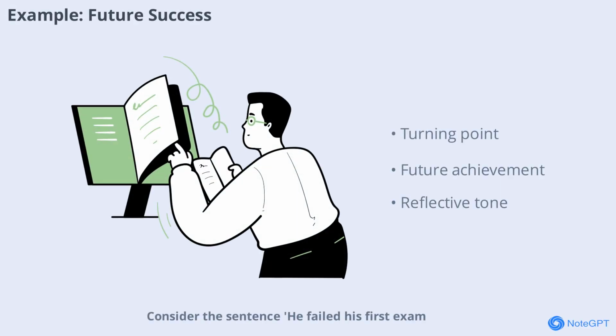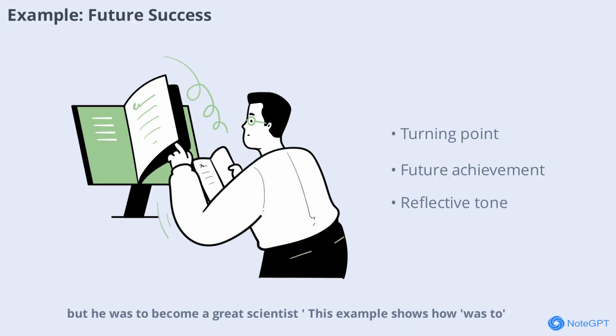Consider the sentence, he failed his first exam, but he was to become a great scientist. This example shows how was to can highlight a turning point in someone's life. Even though the initial result was disappointing, the phrase suggests that something greater was waiting in the future. It's a powerful way to connect past struggles with later achievements, making your storytelling more engaging.